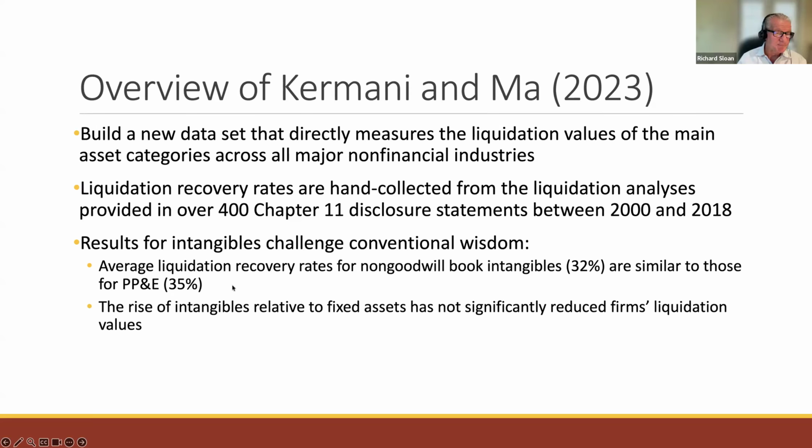similar to PP&E at 35%. And then they do some what-if analysis in their paper, and they say, okay, we know companies have shifted from PP&E towards intangibles. Let's take our recovery rates, apply them to all companies on Compustat across the different industries and across time, and see how their liquidation values have trended. A lot of people conventionally thought the liquidation values would have gone down as they shifted from investments in PP&E to investments in intangibles. But what they showed is they've stayed about the same. Not surprising, given that they're finding the intangible recovery rates are similar to PP&E.